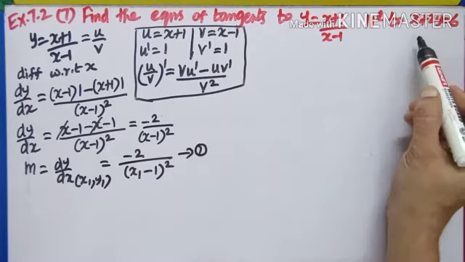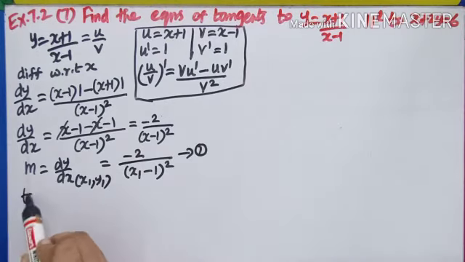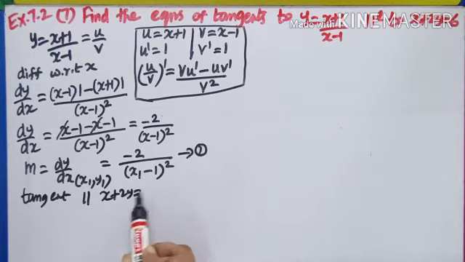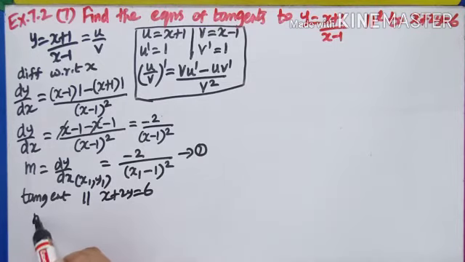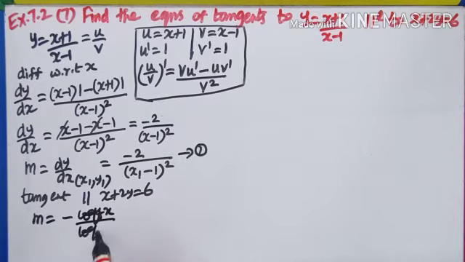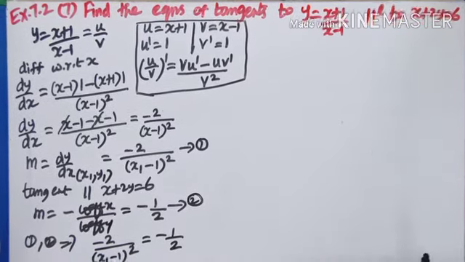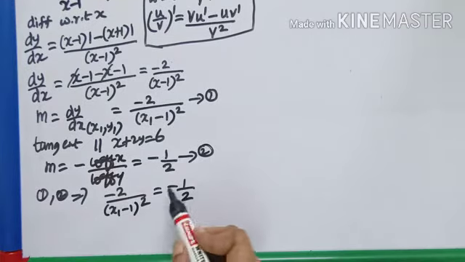What is the second clue given in the question? Parallel to. So we write tangent parallel to x plus 2y equal to 6. So what is the slope of the tangent? Minus coefficient of x by coefficient of y, or it is minus 1 by 2. Call this number 2. Comparing the two, 1 and 2 imply minus 2 by x1 minus 1 the whole square is minus 1 by 2.